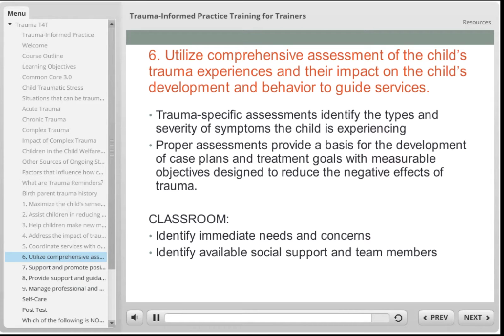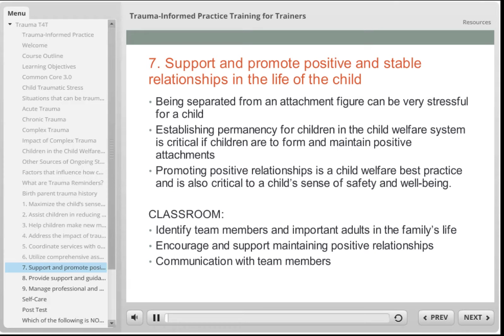Use of SDM assessment tools such as the Family Strengths and Needs Assessment to help guide case planning and service delivery. Number 7. Support and promote positive and stable relationships in the life of the child.